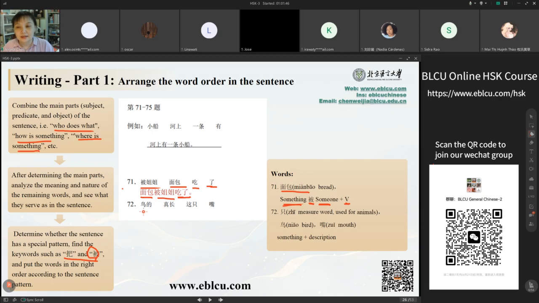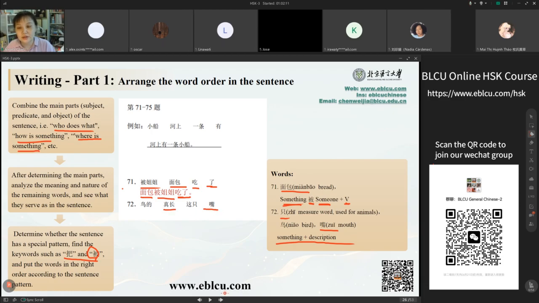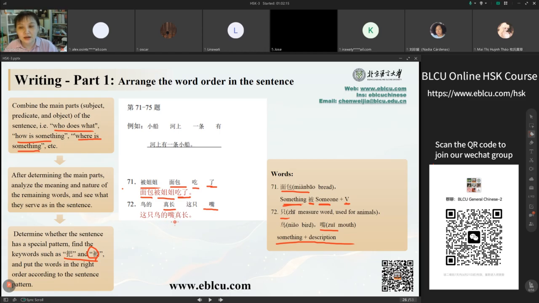Okay, second, 鸟的真长，这只嘴. 只 is the measure word for birds, and 嘴 is mouth. So this sentence should be something plus a description. The something is 嘴, and the description is 真长. So the whole sentence should be 这只鸟的嘴真长. The main thing is the 嘴 and then the description 真长. Whose 嘴? 这只鸟的嘴. This is the modifier. Okay, so that's the word order part.